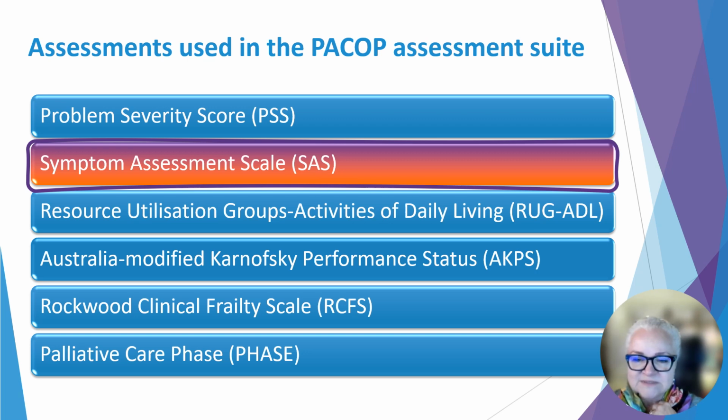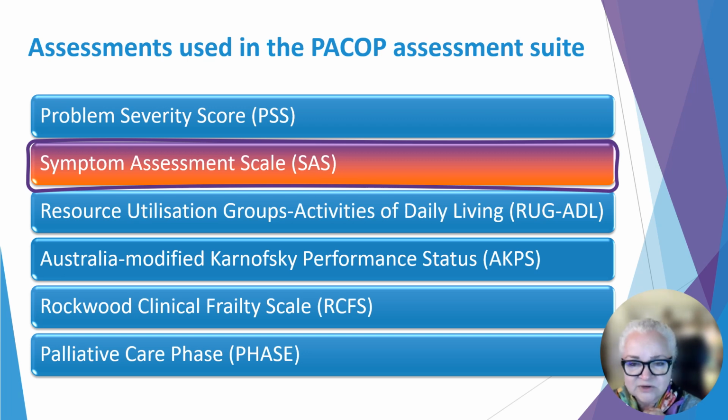The Symptom Assessment Scale, or the SAS, is one of 6 tools that we use in PACOP to work out what is happening to a resident from a palliative care perspective. In this case, using the symptom assessment scale with someone living with dementia helps us to work out how distressed a resident is from the pain that they may be experiencing.